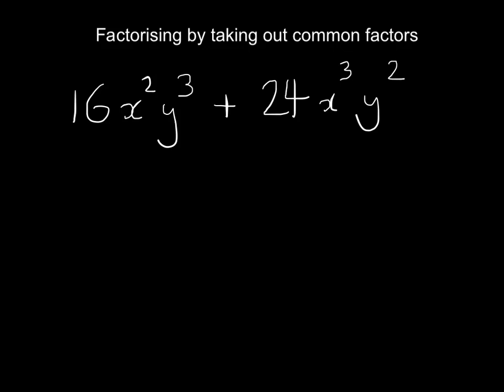Okay, if I want to factorise this by taking out common factors, I'm looking at each part of this separately. Look at this part first, look at this part. I've got two separate things. The word factorise means to take out the highest possible thing that goes into both of them. So if I start off by looking at the numbers, I've got 16 and 24.